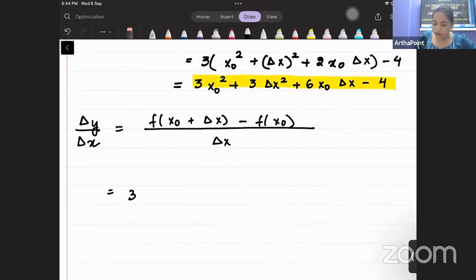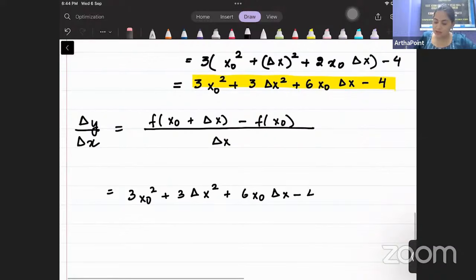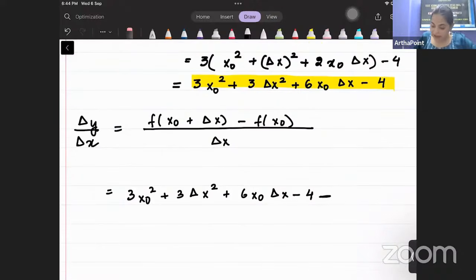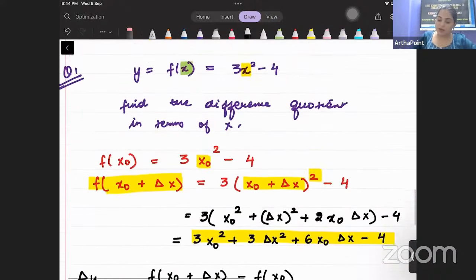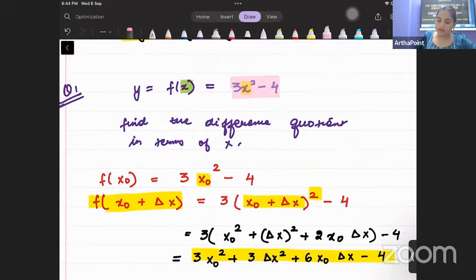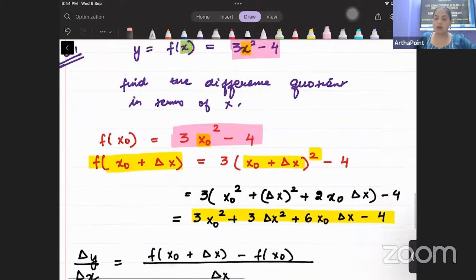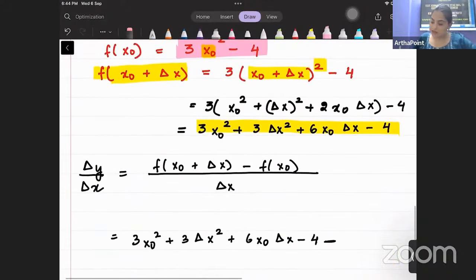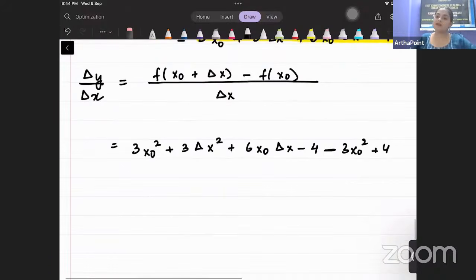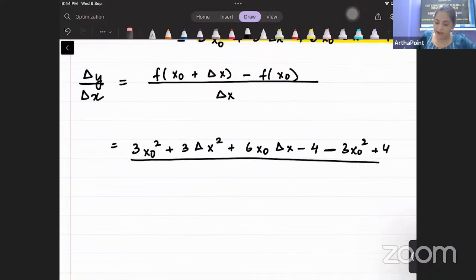You will get 3x naught square plus 3 change in x square plus 6 x naught change in x minus 4, minus, better then put this part, sorry, f of x naught. क्या मिलेगा? Minus 3x naught square plus 4. Minus करोगे तो ये आ जाएगा. Divided by change in x.